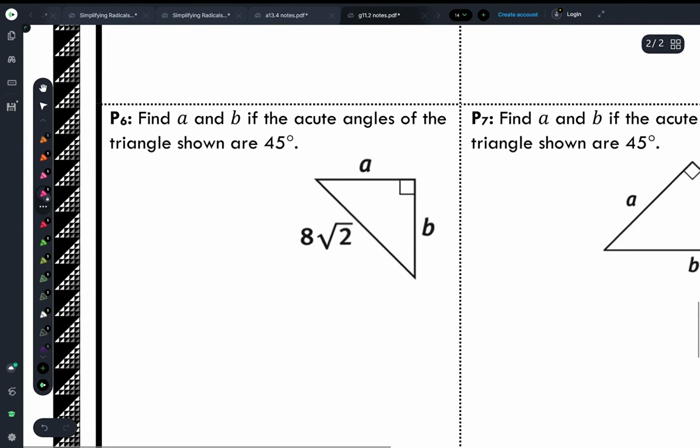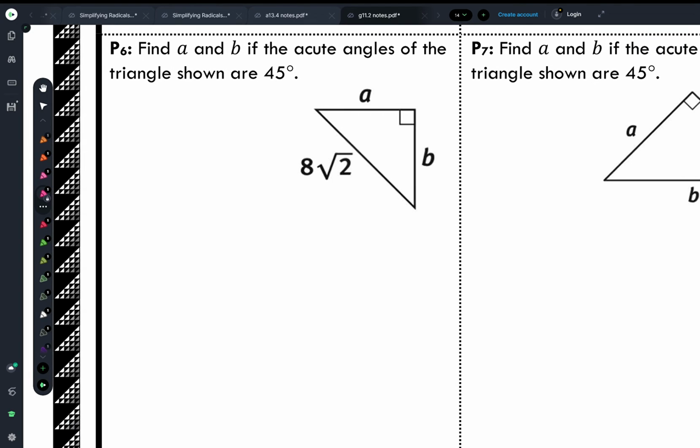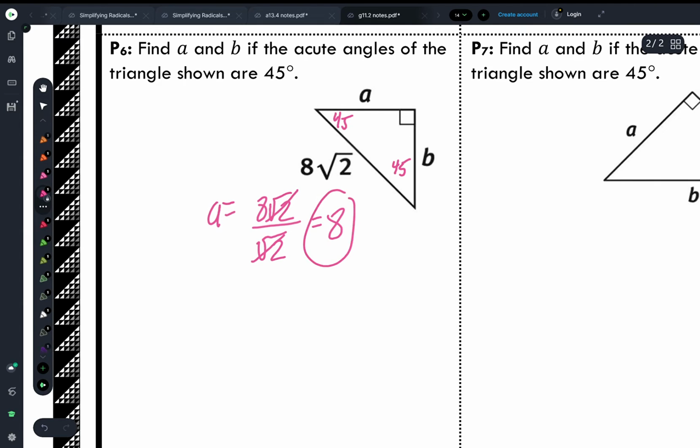All right, number 6. Find a and b if the acute angles of the triangle are 45. That means these two angles right here are 45. This is a right isosceles triangle, or 45, 45, 90 triangle now. Now, a and b are our legs. So a is going to be, you take your hypotenuse, 8 square roots of 2, divided by the square root of 2. Now, I could rationalize this, but I also noticed that they both have square root of 2 on top and bottom, meaning that they can cancel each other out, and all we're left with is 8. So b is also equal to 8 then.